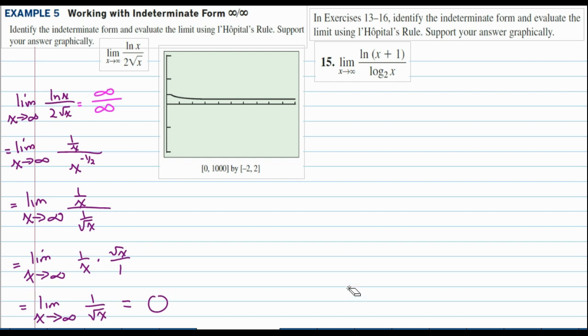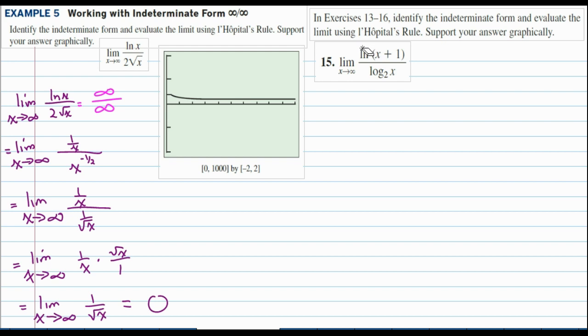Now try problem number 15. It says identify the indeterminate form and evaluate the limit using L'Hopital's rule, and then of course support your answer graphically. So I have the limit as x approaches infinity of the natural log of x plus 1 over log base 2 of x. So first things first, let's plug in infinity, or at least conceptually think about what happens as x approaches infinity of both the numerator and denominator.